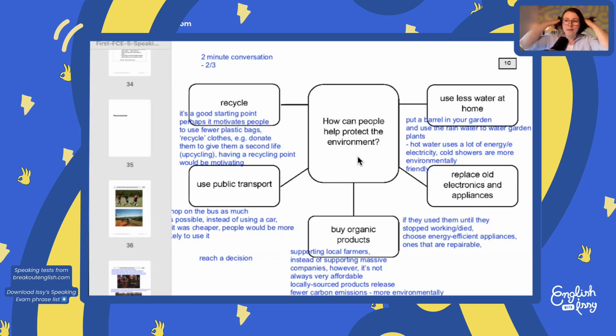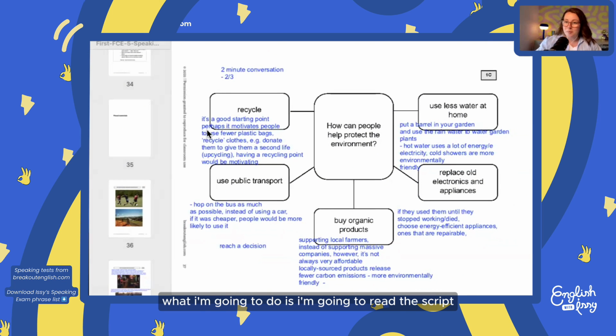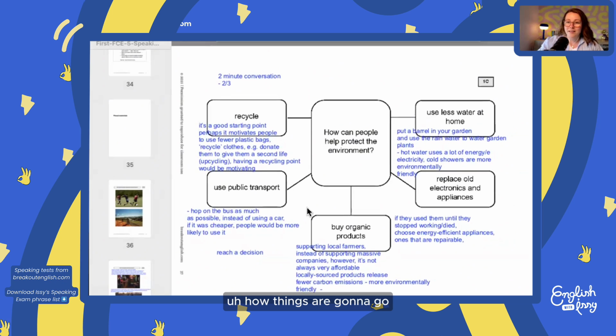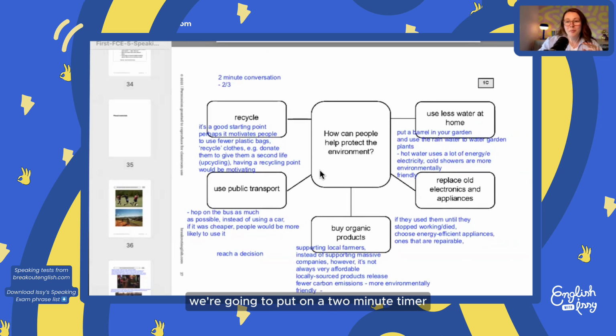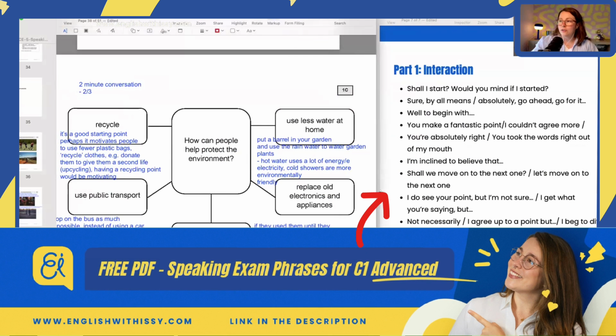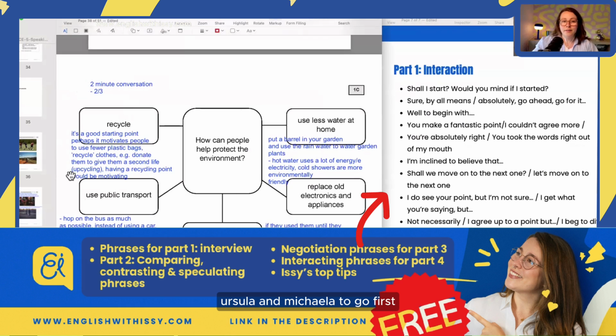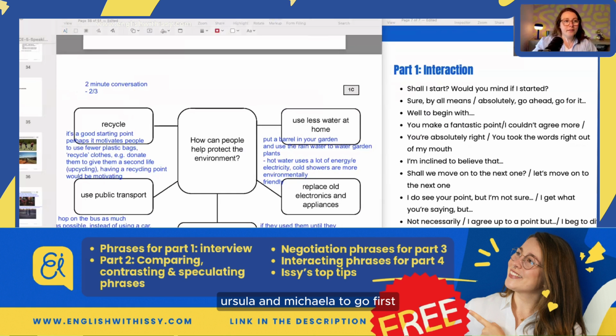What I'm going to do is read the script as the examiner would, so you know how things are going to go. I'm going to choose 2 of you to do this. We're going to put on a 2-minute timer, and then we'll take it from there. Okay, so the examiner would say, now I'd like you to talk about something together for about 2 minutes. Actually, why don't I leave the vocabulary up so you have access to that as well. I'll share my whole desktop, I think. Okay. So I'm going to ask Ursula and Michaela to go first, okay?